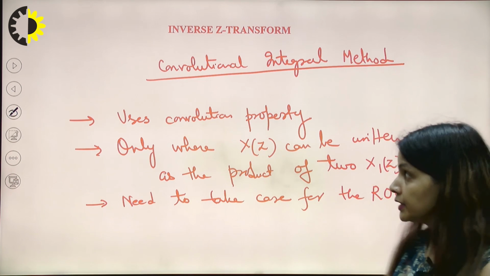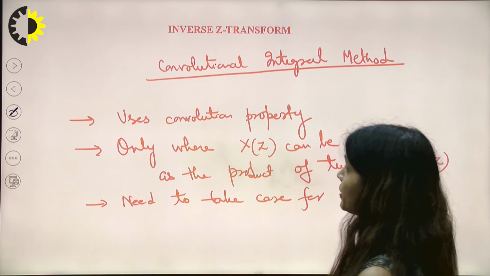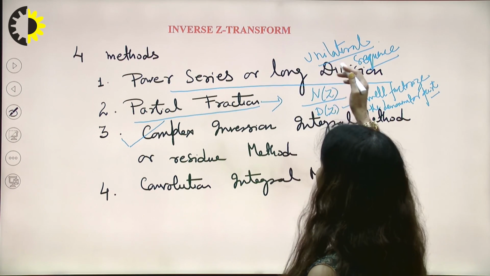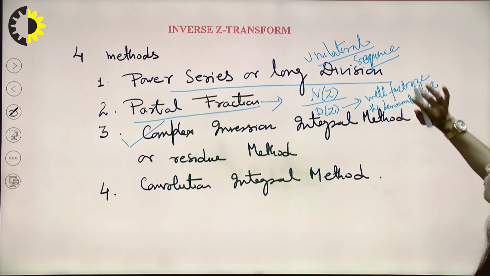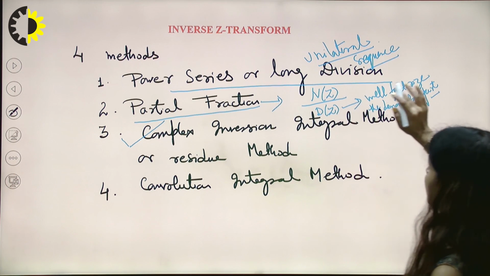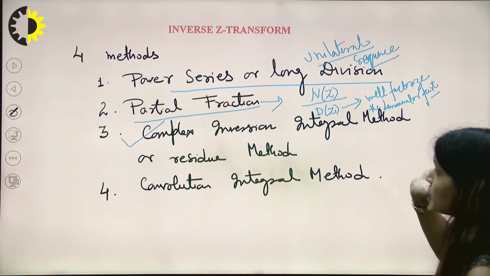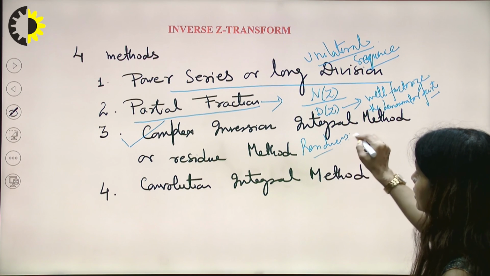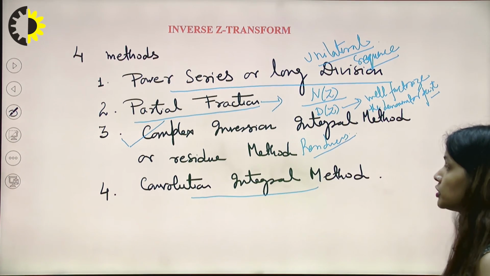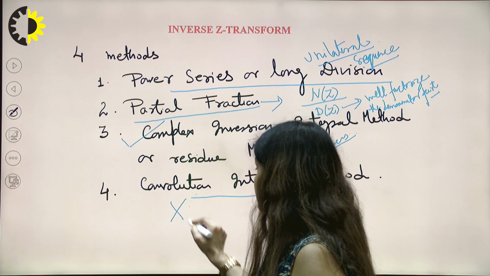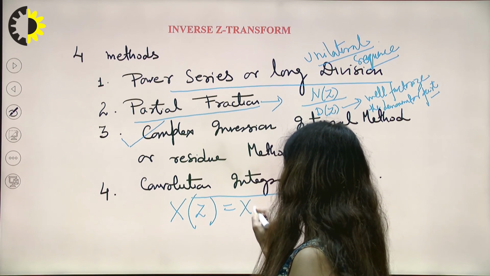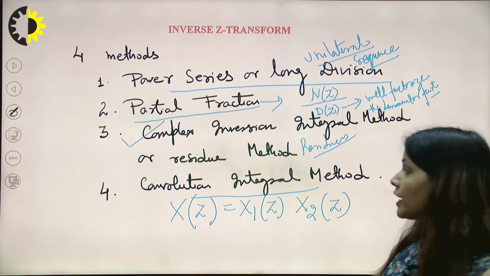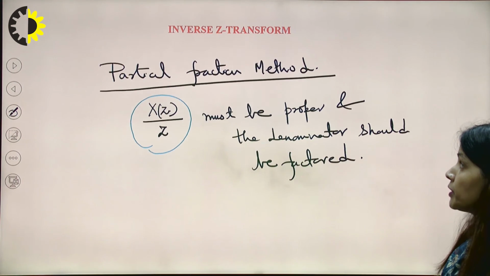Now the fourth method. As I have already told, the power series long division method is only applicable to unilateral sequences. Partial fraction, N(z) upon D(z) complex, is applicable to all, but we only need to take care of the residue calculation. And then the next part is the convolution integral method. This requires X(z) to be in the form X1(z) into X2(z). This is a must for this particular method.